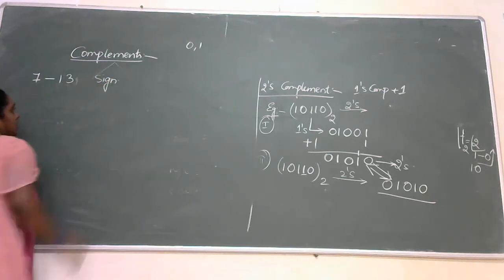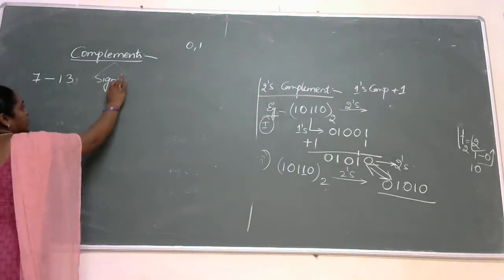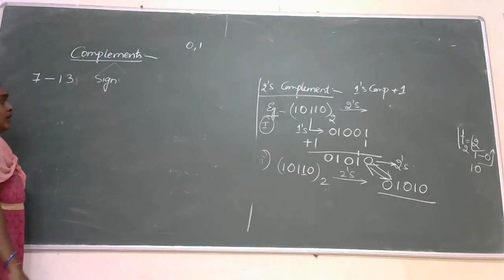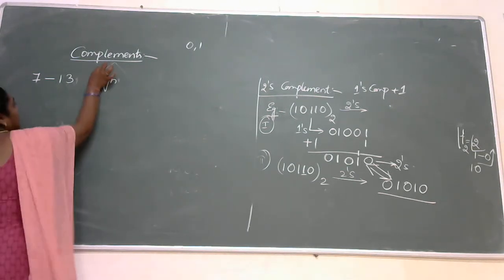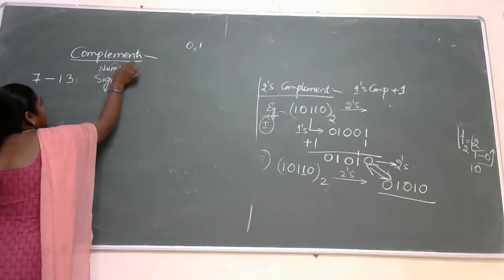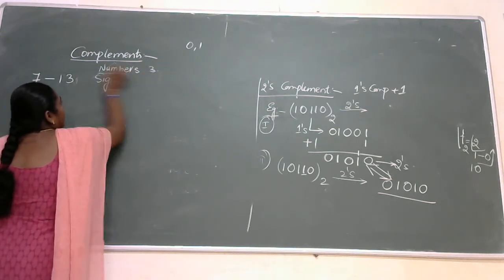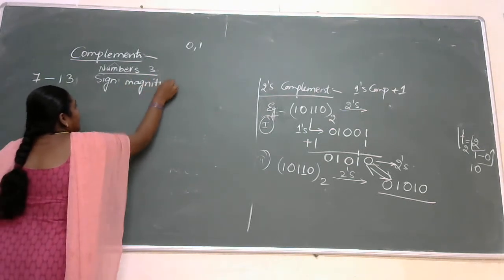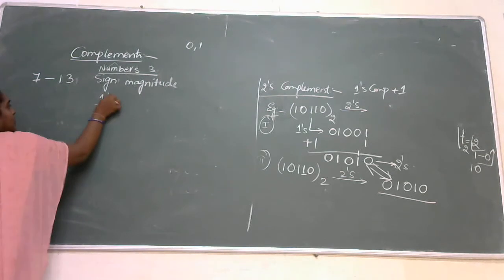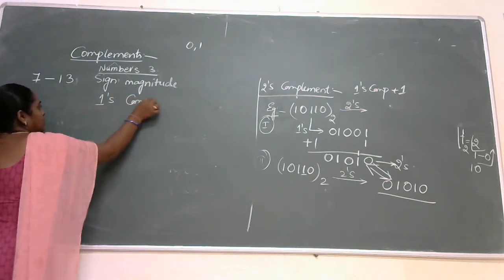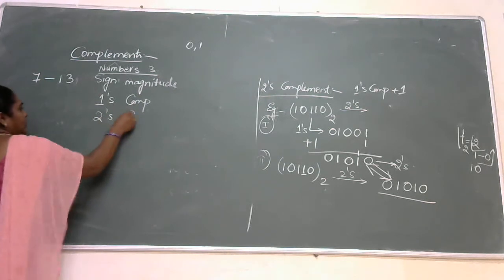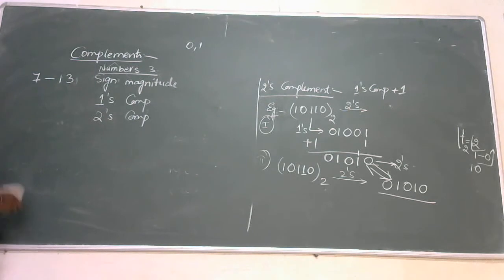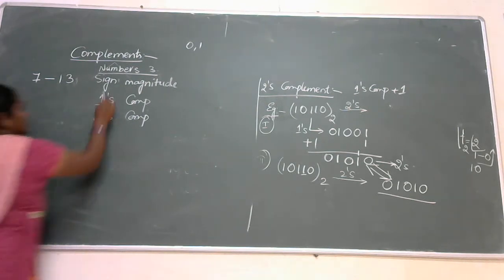The concept is magnitude representations. In case of magnitude representations or number representations, we can represent a number in 3 different formats. One is sign magnitude, second is 1's complement, third is 2's complement. Here, sign magnitude, the name itself indicates sign.